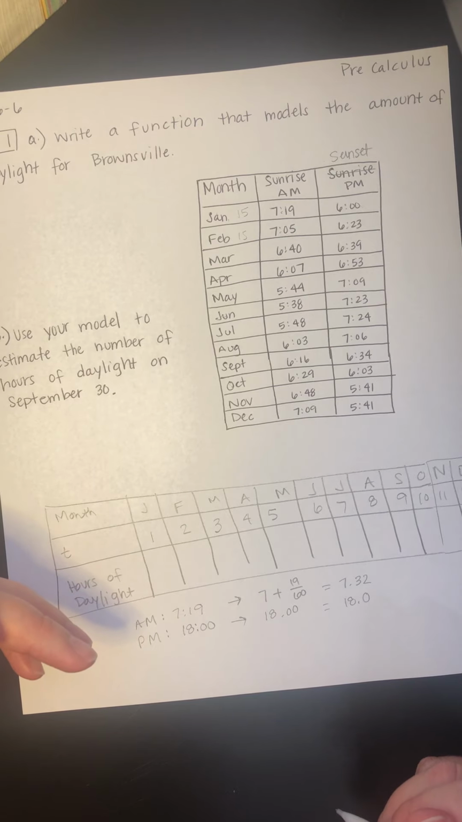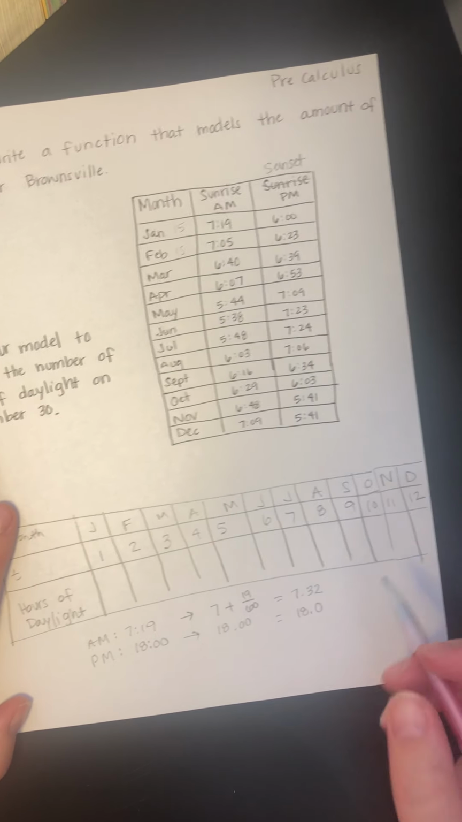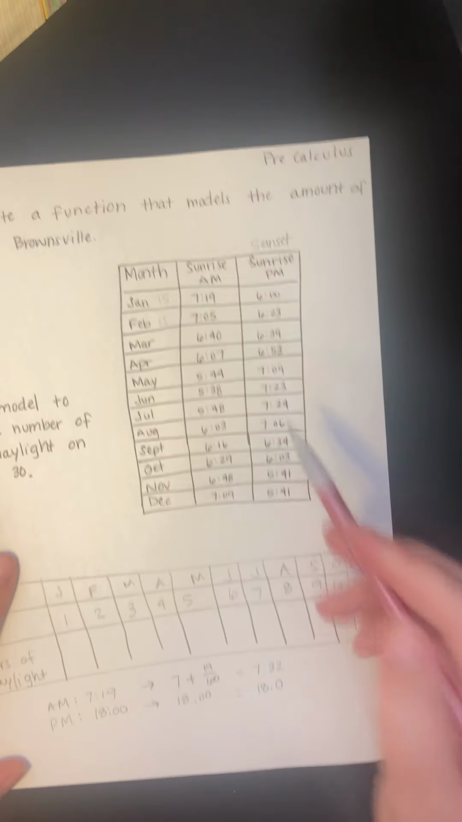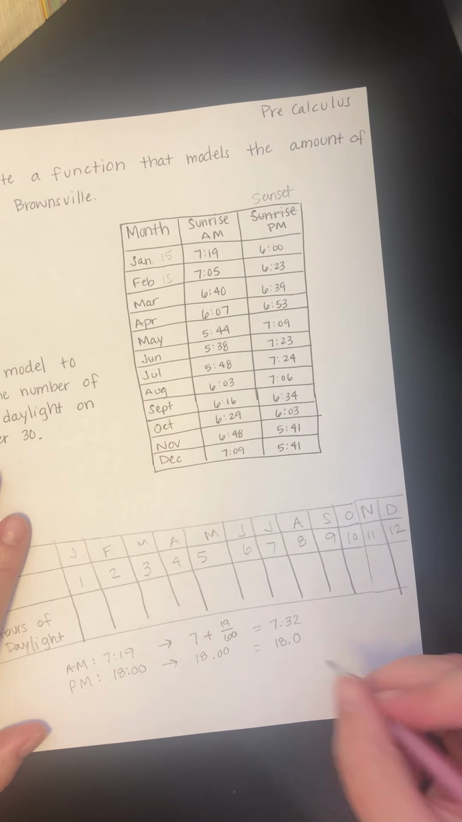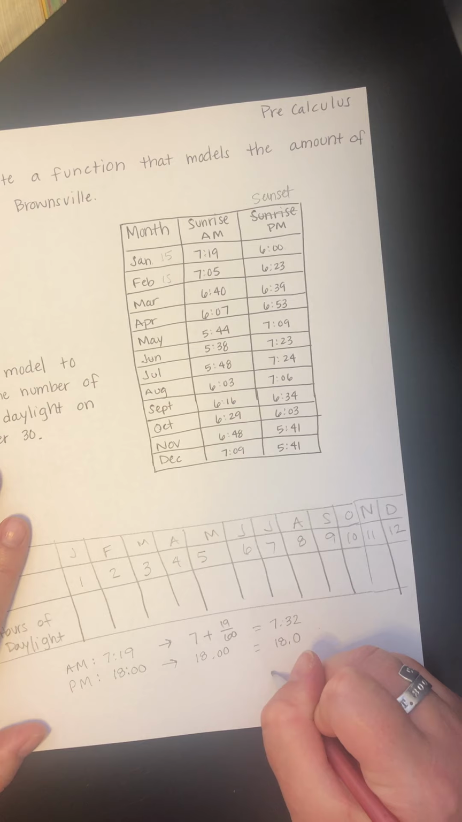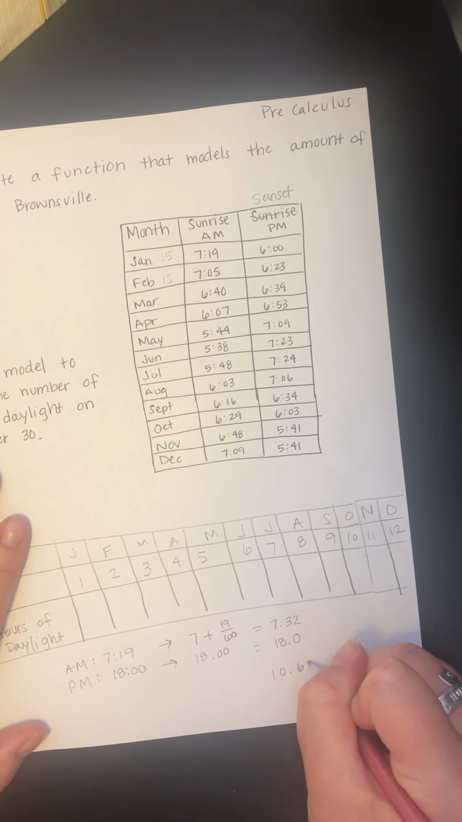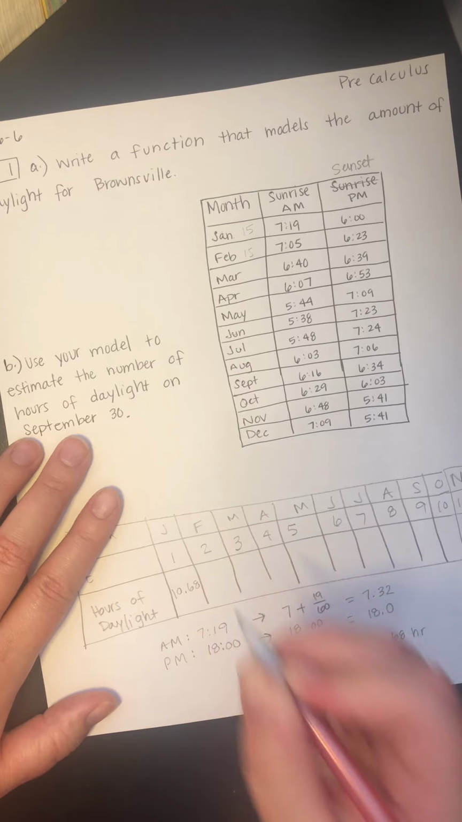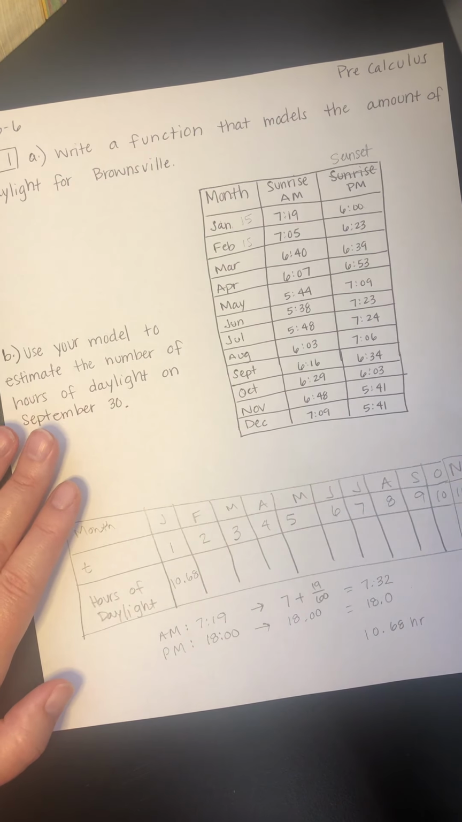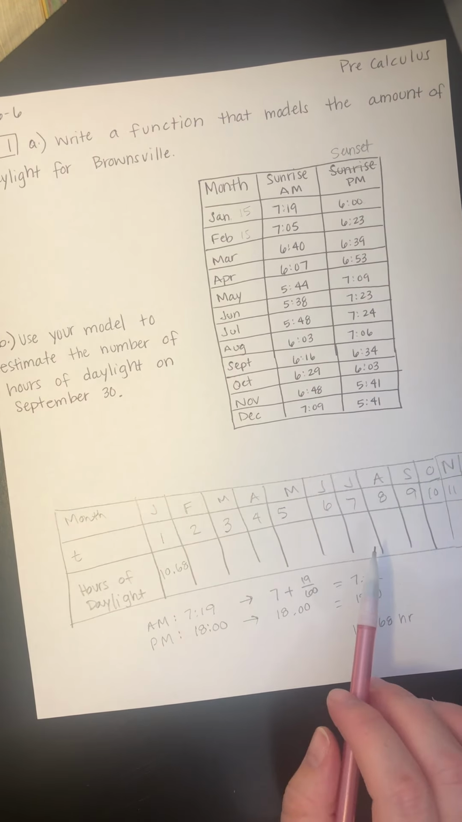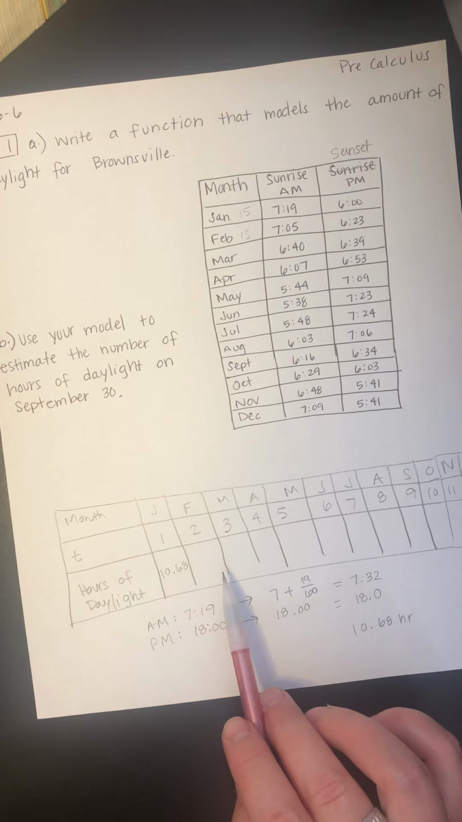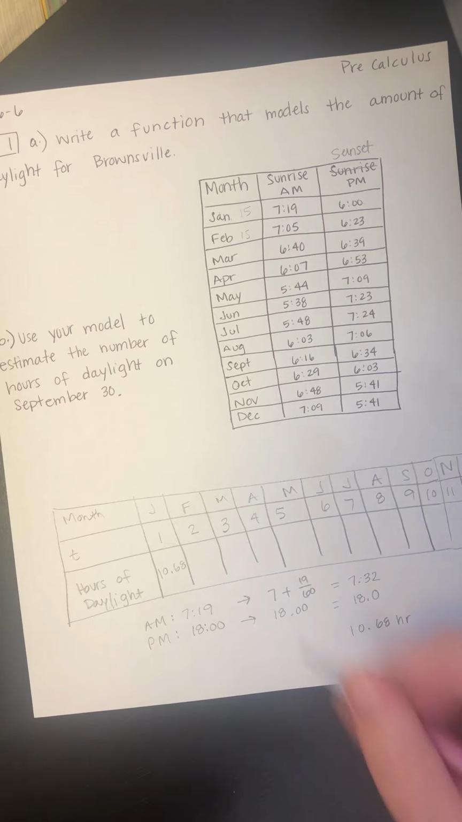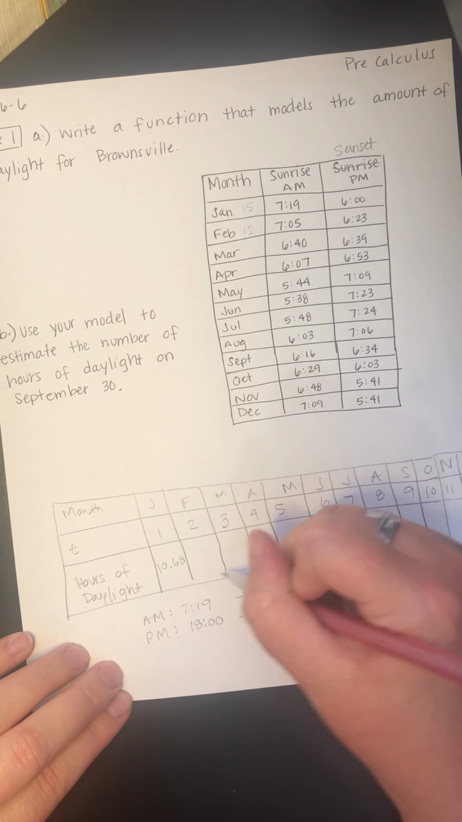So on January 15th, to figure out the number of hours of sunlight, you just do the larger number minus the smallest number, or the sunset minus the sunrise. You're gonna get 10.68 hours. So that's what you'd put in here, 10.68. You can do that on all of the rest of these. So I want you to pause the video, figure out how many hours of sunlight each month has on the 15th of the month.